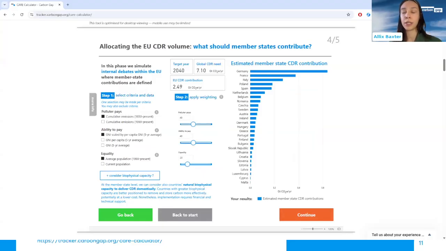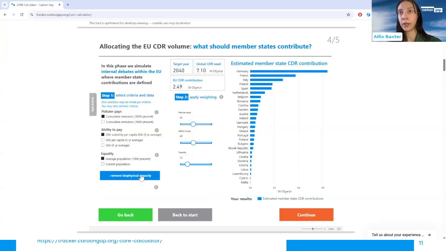So now with this page, we are simulating the discussion between EU member states to determine how much each of them should be contributing to the EU's total. So maybe at this level, other factors are more or less important. So that's why there's these kind of two levels, and we're gonna vote again. So let's pull up the poll. And with these EU discussions, there's also an additional criteria that you can consider, and that's biophysical capacity.